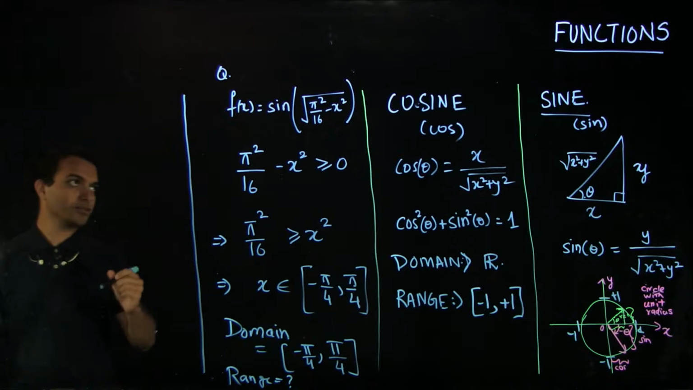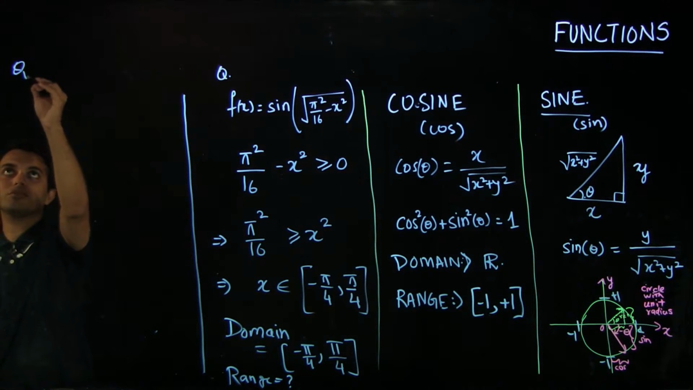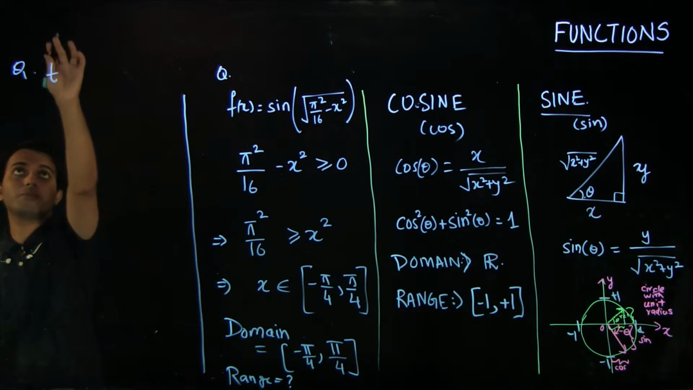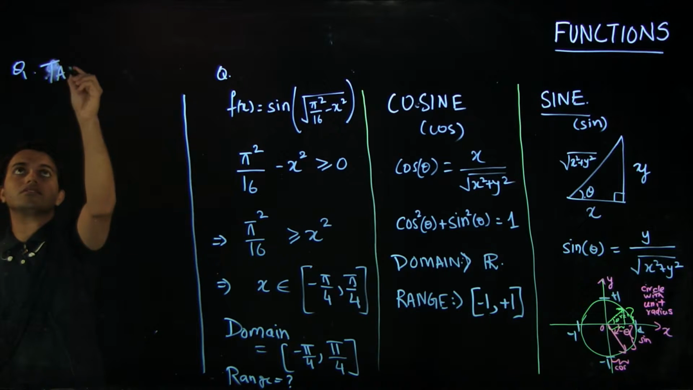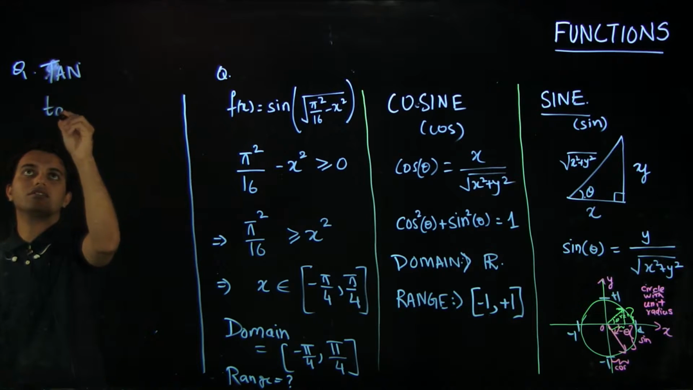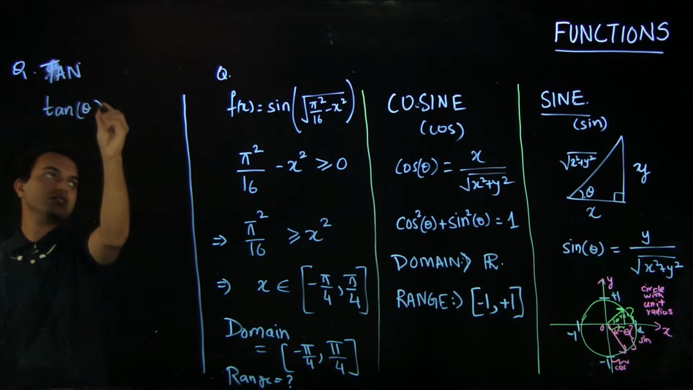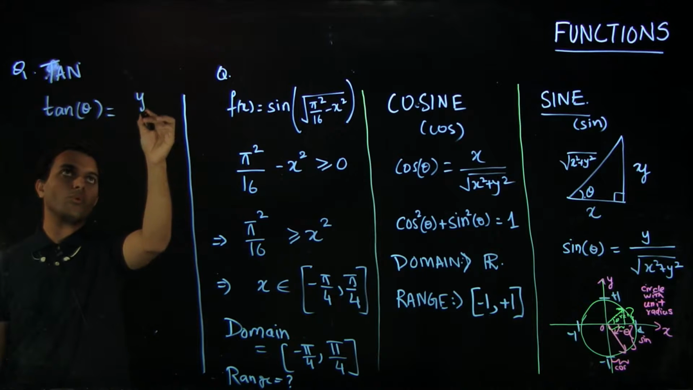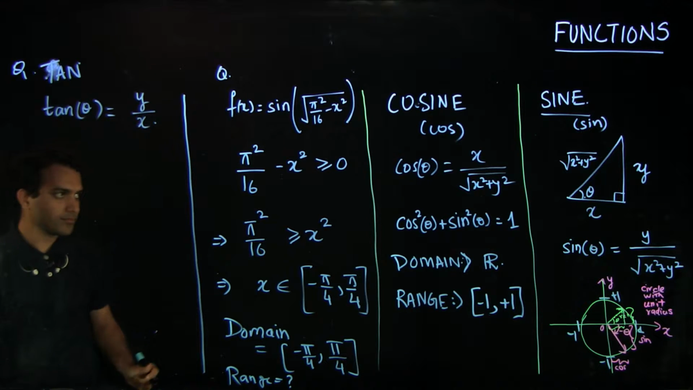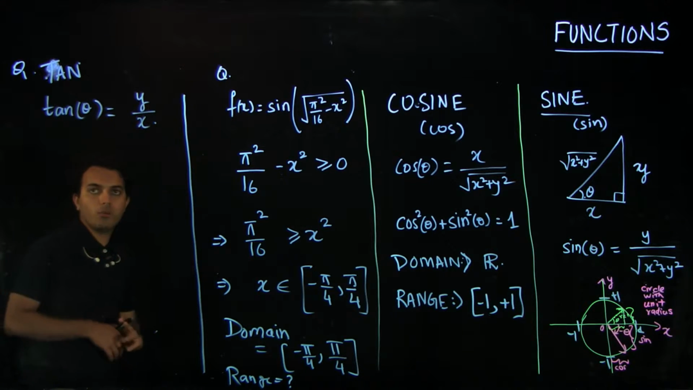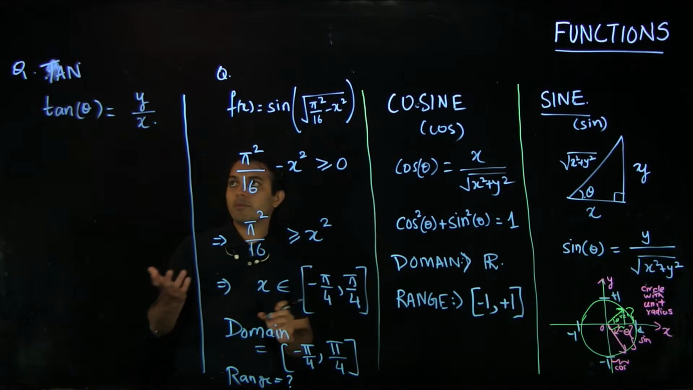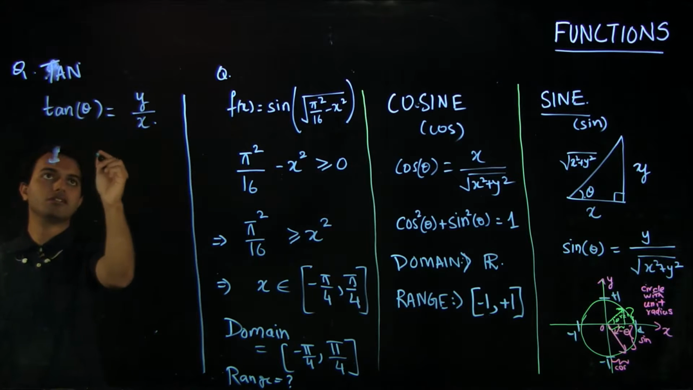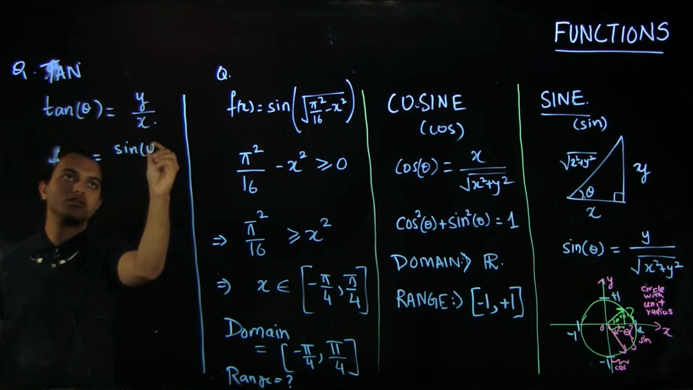For those who remember trigonometry, since we have sine and cosine, you might also remember the tan function, which is tan of theta, and in the triangle and in the circle that we have drawn it is given by y over x. So one thing to remember is tan of theta is given as sine of theta over cos of theta.